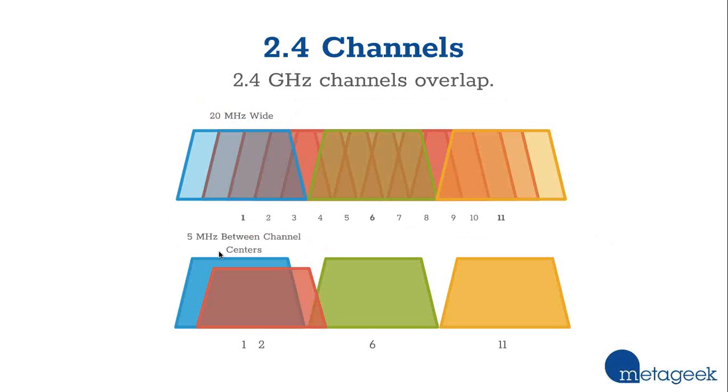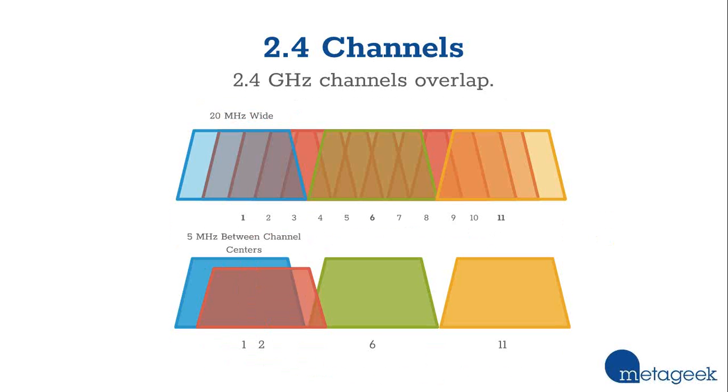Well, it's because of how these channels are laid out. Each channel is marked by its center and each channel center is only separated by 5 megahertz. And so you put channel 1 and channel 2 side by side, and you visualize those, and you realize that they overlap by about 75%. In the end, the only 3 channels that do not overlap are channels 1, 6, and 11. Those are the only 3 channels that don't overlap.